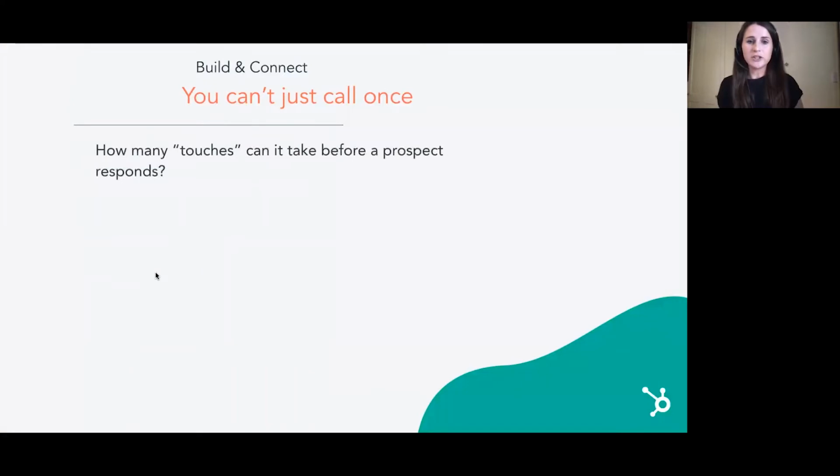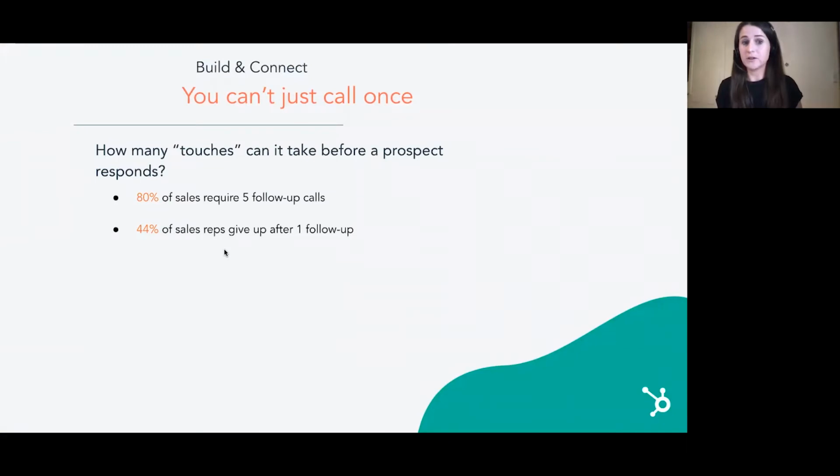So how many touches can it take before a prospect actually responds? 80% of sales require 5 follow-up calls, and 44% of sales reps actually give up after 1 follow-up, whether that's an email or a call.